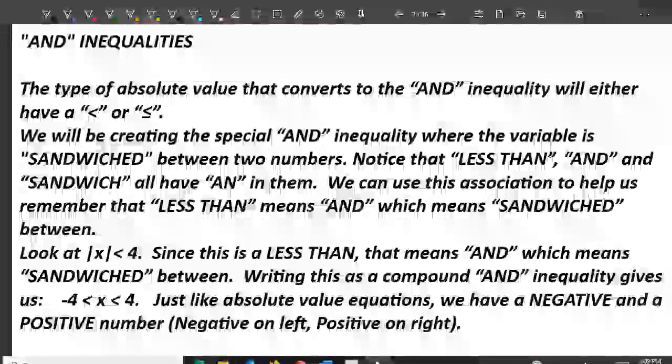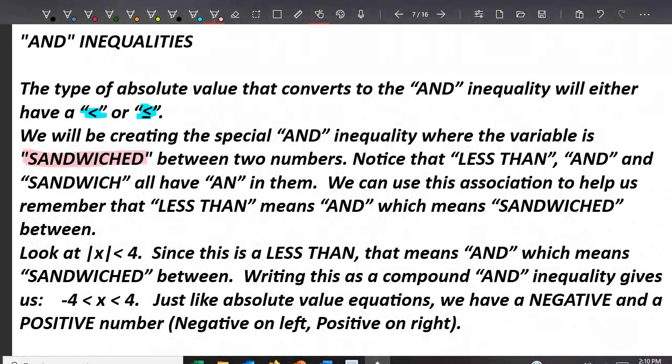All right, let's look at the AND inequalities. You've got to convert this to where it's an AND inequality. So anytime you've got one of these symbols, these two symbols mean an AND problem. Not only that, I said earlier in the compound inequalities that there was a certain type of AND problem that is sandwiched in between. And that's the special AND where it's sandwiched.